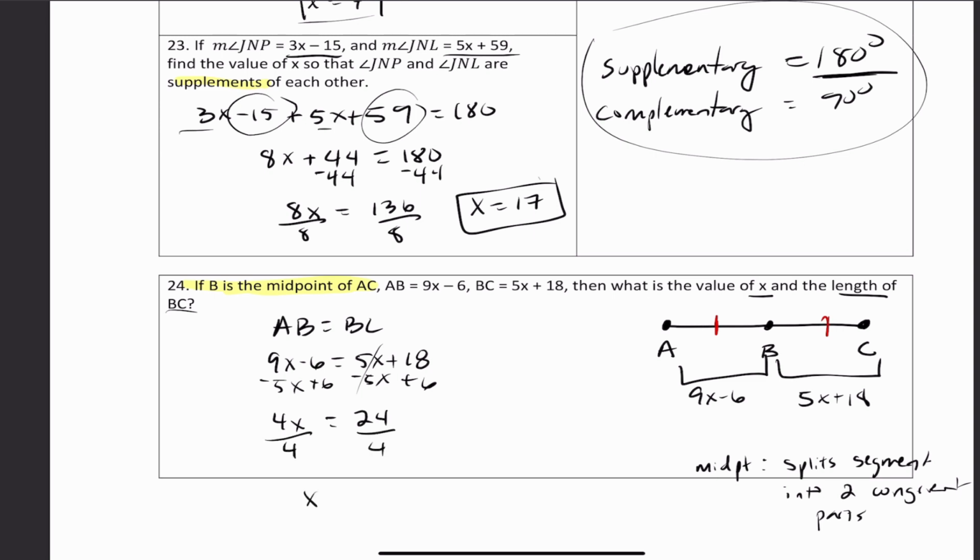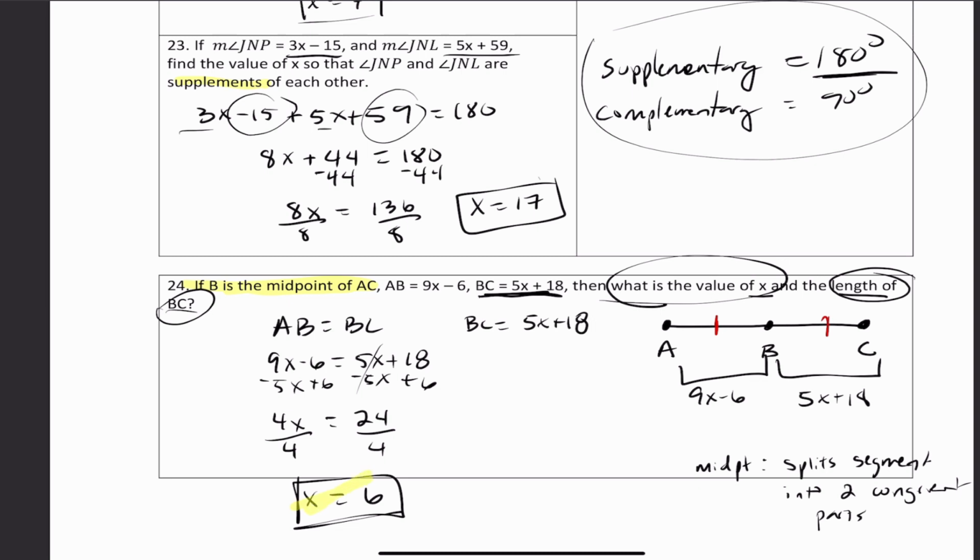Divide, x equals, well, 24 divided by 4 is going to be 6, right? So x is equal to 6. It says, what is the value of x and the length of BC? I look back at the question and it says BC is currently 5x plus 18. Okay, and now what do I do with this x here? Well, I'm going to replace. So 5 times 6 plus 18, and then that will give me 48. So the length of BC is 48, and the fact that this and this are congruent, that's also 48. Okay? Alrighty, that was it for this page, and I will see you for the final page.